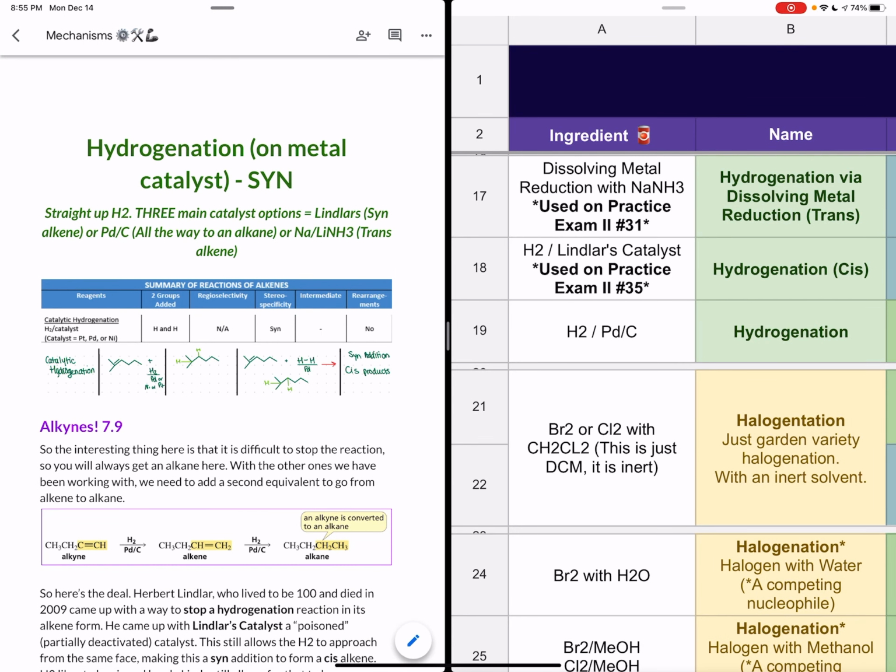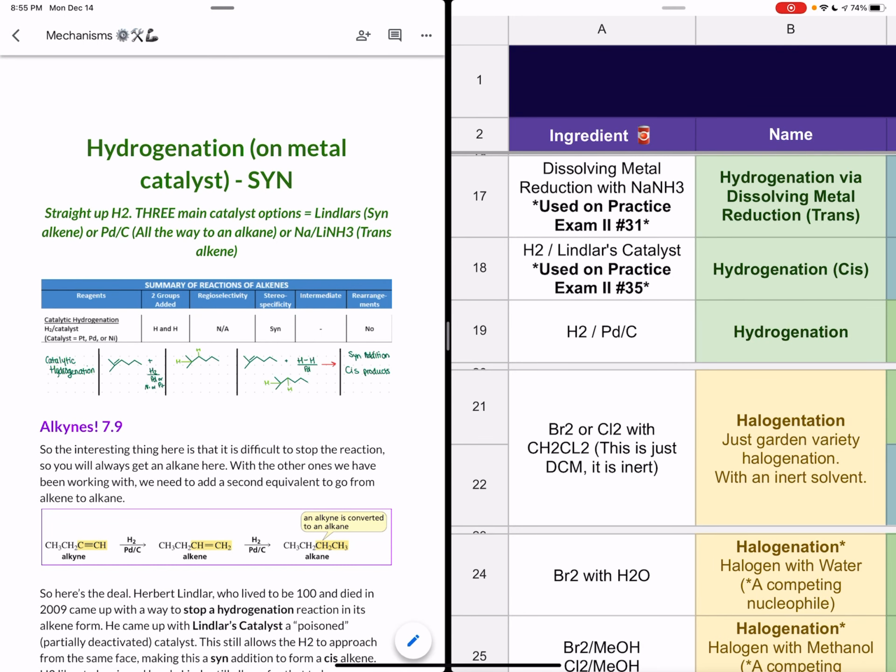Now, we can do that with alkynes also, and the thing with H2 is that it goes all the way to an alkane every single time. It's such a strong reaction, you can't stop it. So you see here on the left, H2 over Pd/C is going to take an alkyne all the way to an alkane, which you can see here, okay?